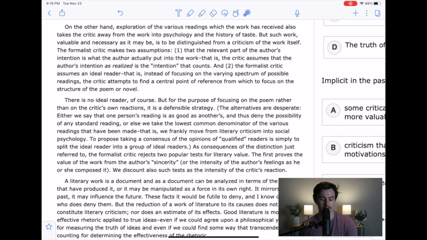One, that the relevant part of the author's intention is what the author actually put into the work. That is, that the critic assumes that the author's intention as realized is the, quote, intention that counts. Meaning, I don't care what the author felt. I don't care what the author meant to say. I care what the author did say. So that's one assumption that we make, that what the author did say is what counts.